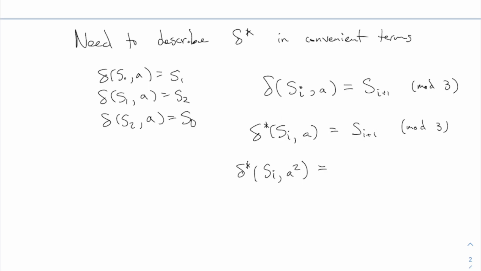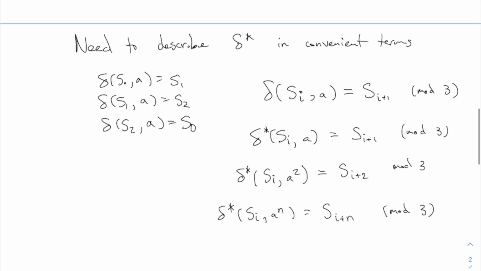Any thoughts? Yeah? Si plus 2. Yeah, this would be Si plus 2. Each time you read an A, it increases that little i by 1 and rolls over if it goes up too high. So if I read 2 A's, that increases it by 2. So this is S(i plus 2) mod 3, of course. And in general, I can say delta star of Si and A to the n is S(i plus n), reading the subscripts mod 3. All right? And this really is what we're looking for.